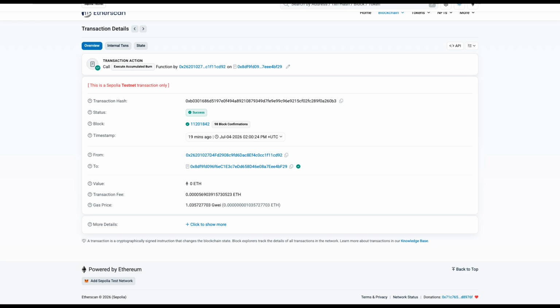Here's the manipulation as a real transaction on Sepolia. The action, execute accumulated burn, destroying the pool's AIDC and syncing. The reserve collapses on chain right in front of you. And the drain, a real swap transaction pulling 50 WBNB out of the pool at the faked price. A block explorer you can click through, not a mock.